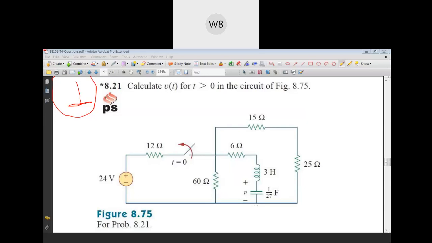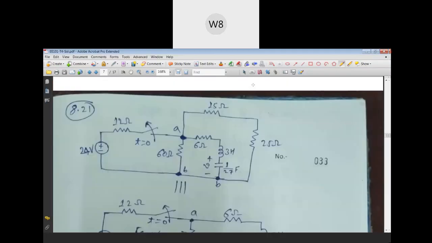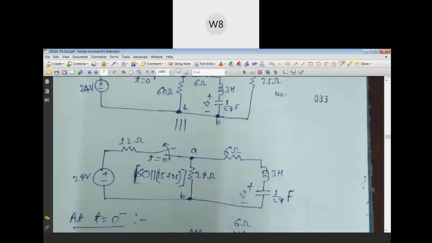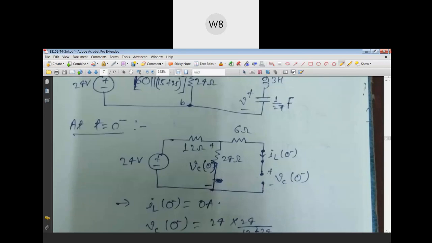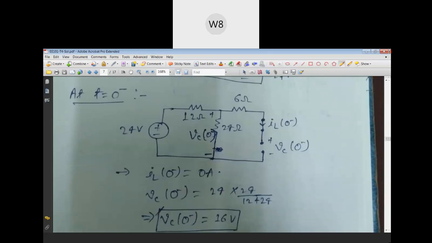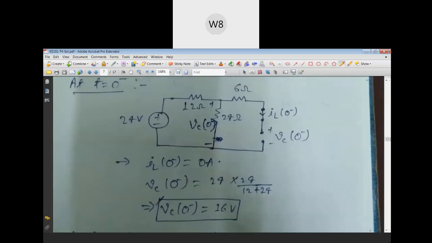So in that scenario, we first need to find the initial voltage, and then we need to find out whether the scenario is critically damped, underdamped, or overdamped. Once we find out which of these three scenarios applies to the given circuit, we can write the voltage across the capacitor using the standard form. So here you can see the solution. When the switch is open, we have a resistor 60 parallel with 15 plus 24 equal to 24, and the voltage that we will see across the capacitor is going to be the voltage across this 24 ohm. So the voltage that we will see initially across the capacitor is going to be 16 volts.